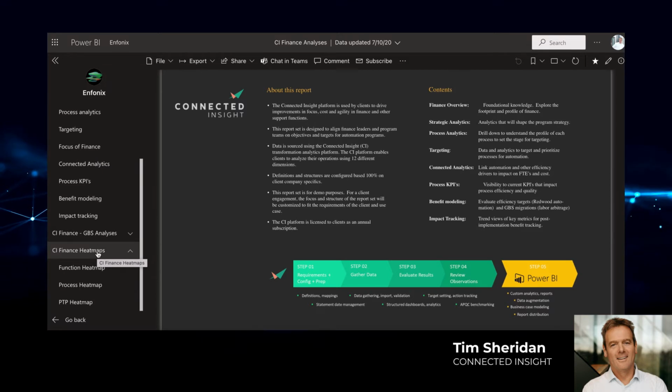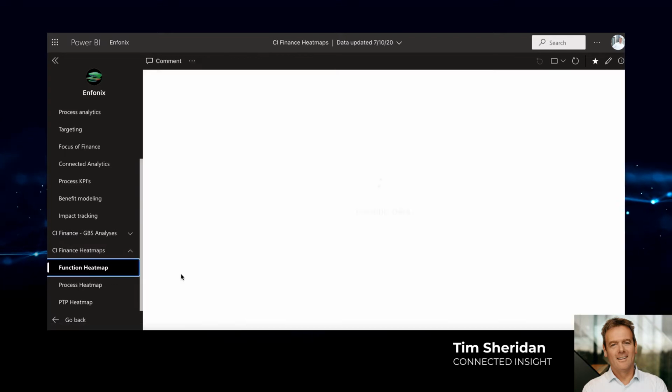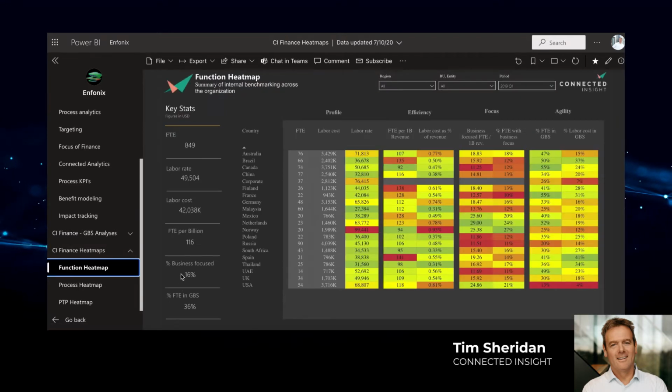We say finance because that is the particular function we used for our demo purposes. It could be any function. And I'll click on a top level, what we call a function level heat map. And what you see here on the left-hand side, just some key metrics around size of an organization, cost, some analytics around efficiency, in this case FTE per billion, how much this organization is focused on driving business value versus, say, doing transactional work, and how much this organization is in shared services or GBS.